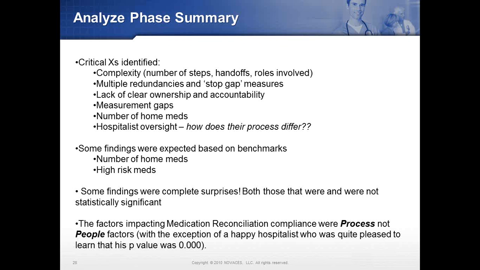There were some findings that were expected based on benchmarks, like the high-risk meds and the number of home meds, but there were those that were surprises. In general, it was process, not people factors. And when I say hospitalist was a significant X, I mean the process that the hospitalists used to assess and care for patients in the hospital was different. That's the only people factor that we found that was impactful. And the hospitalist, of course, on the team was very, very happy that his p-value was 0.